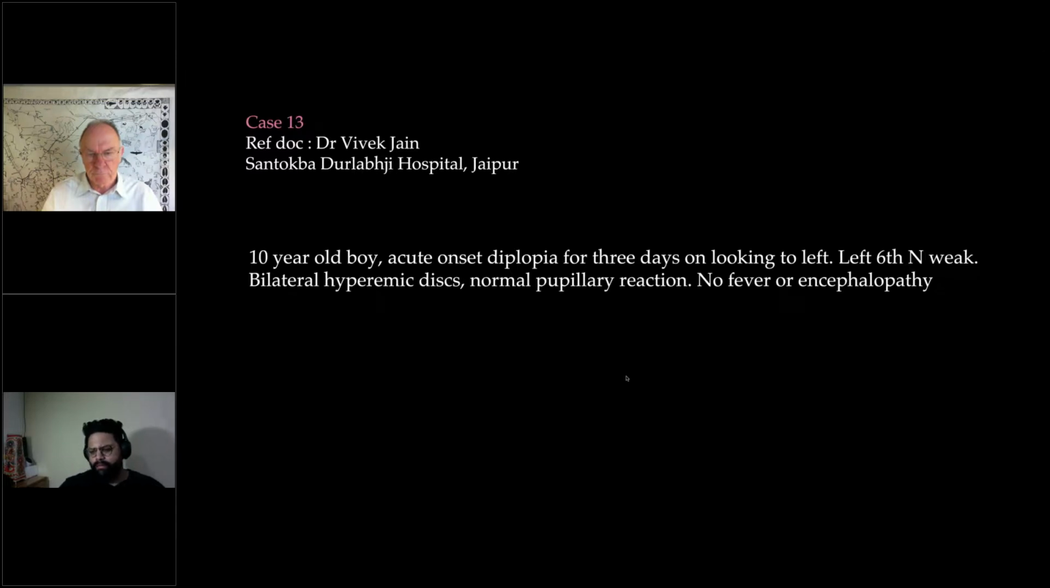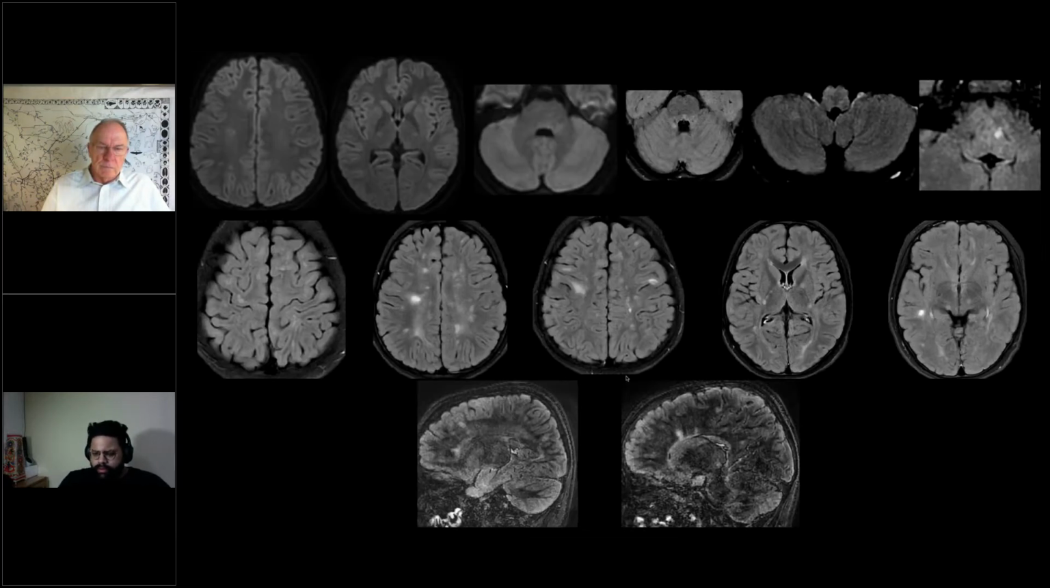And after that, just because he had left sixth nerve palsy and diplopia, we did an MRI brain. So 3 days history. Okay. So the MR images, the diffusion, there's mild restricted diffusion, though I don't have an ADC. I'm not sure if there was restricted diffusion or not.